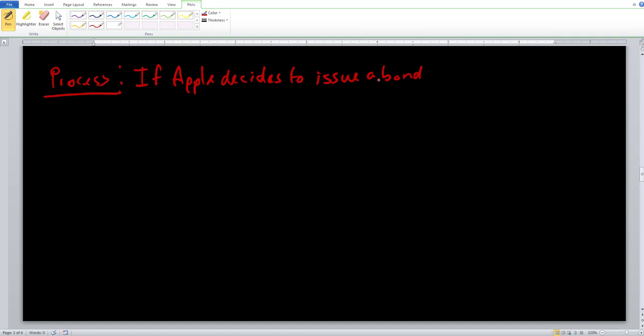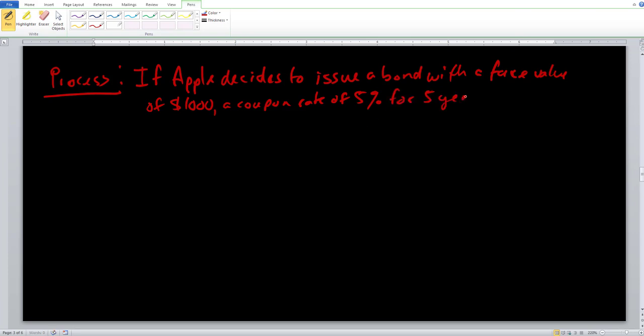So if Apple decides to issue a bond with a face value of $1,000, a coupon rate of 5%, with a maturity of 5 years. So if Apple decides to issue a bond with a face value of $1,000, a coupon rate of 5% for 5 years, what exactly is the entire process that we see right here?